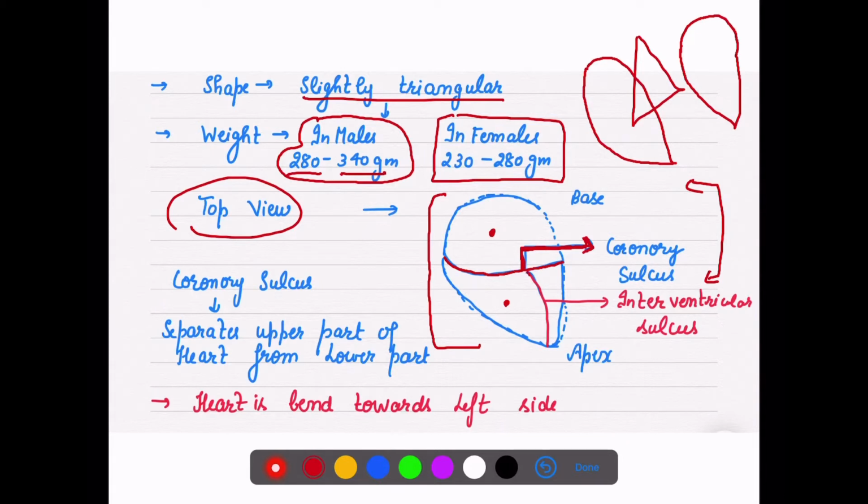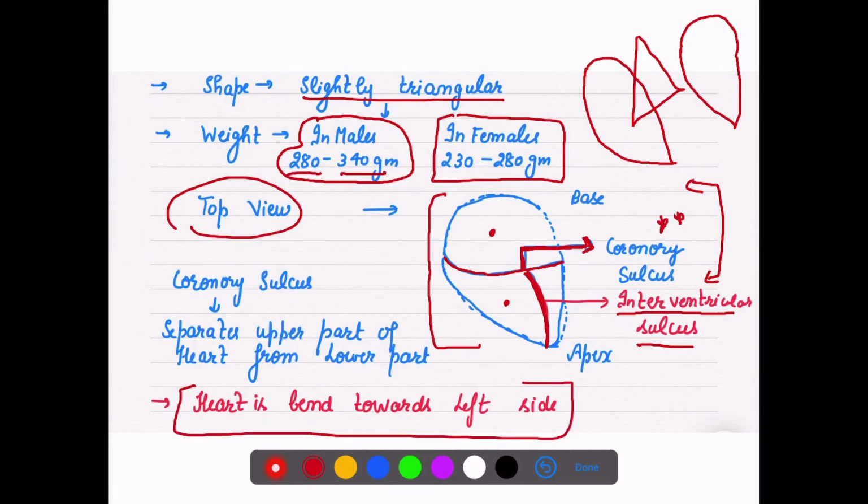Then there is one more separation. As you can see, this is the ventricular part. So this separation is known as interventricular sulcus. From the upper side it is easy to locate the coronary sulcus, which is separating the upper portion of the heart from the lower portion, and then the interventricular sulcus is between the ventricles. So the heart, I already told you, is bent towards the left side.